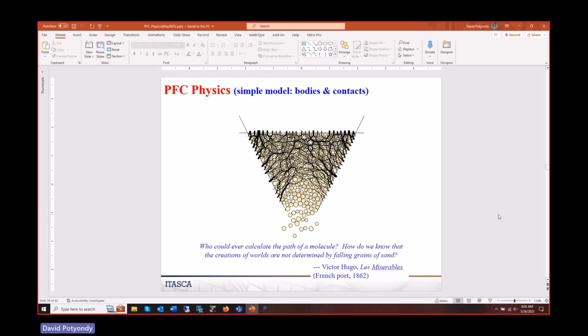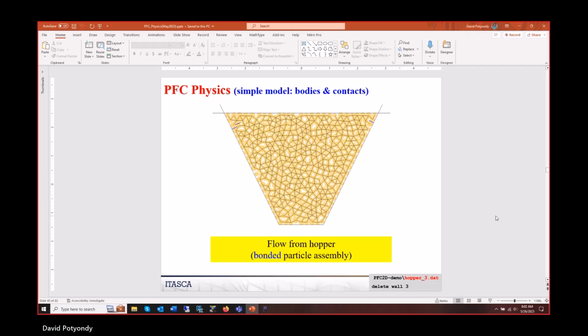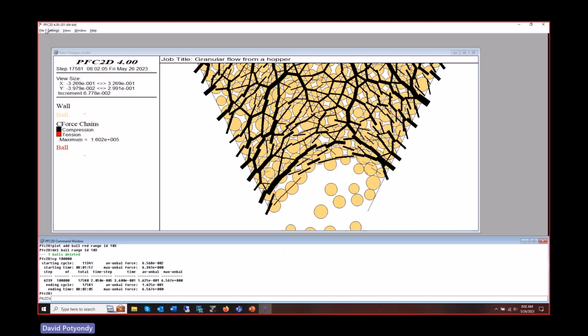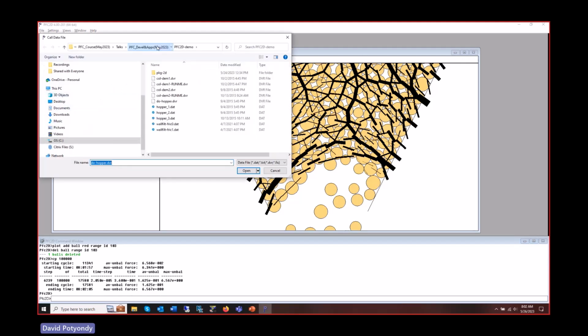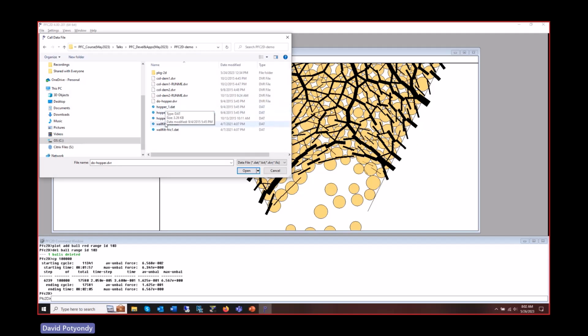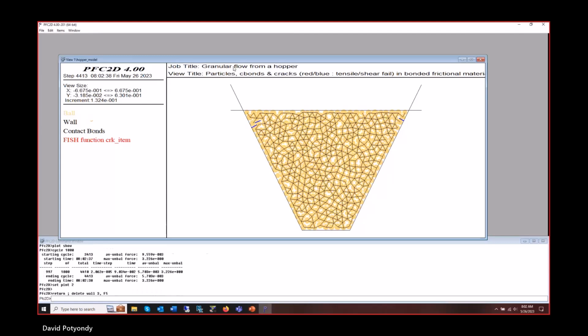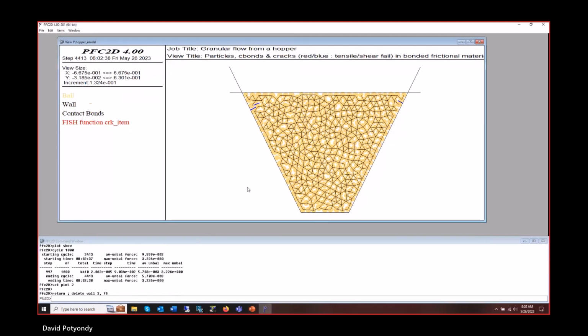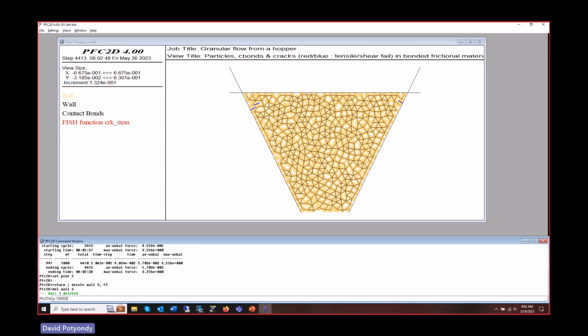Here you've seen my little quote from Victor Hugo about falling grains of sand. We're going to do the same thing. Hopper 3 dot dat. You saw this before. Sorry, what was I supposed to do? Hopper 3 dot dat. Okay. Now I've bonded this thing. It already has a couple breaks at the top just from the process of creating it. Now I'm going to delete wall 3 and cycle a lot.